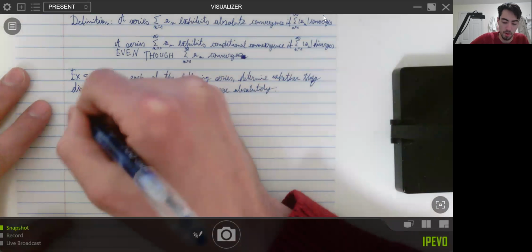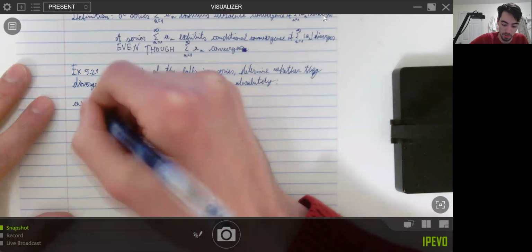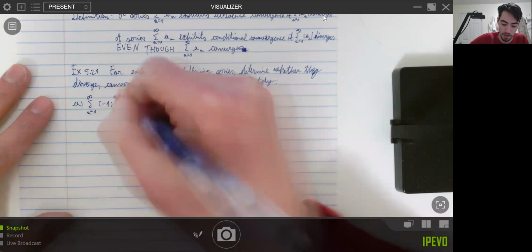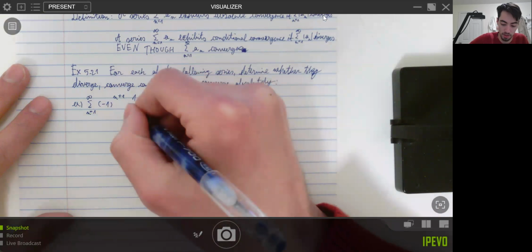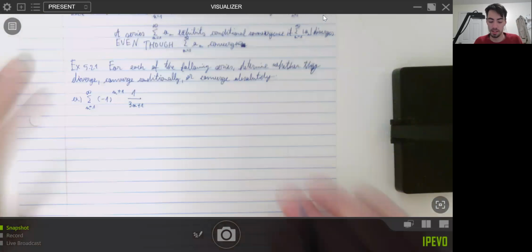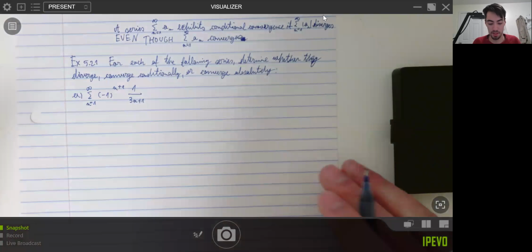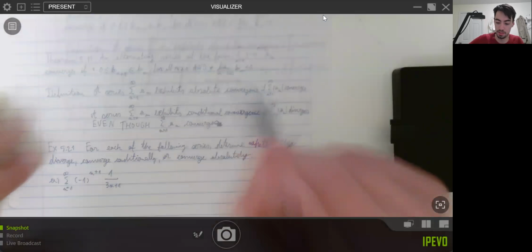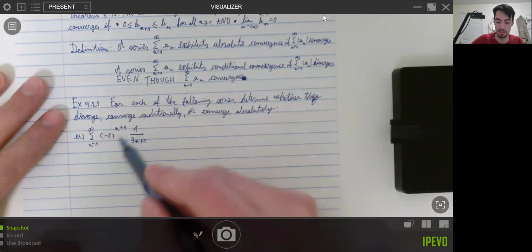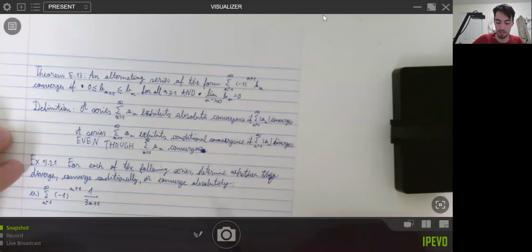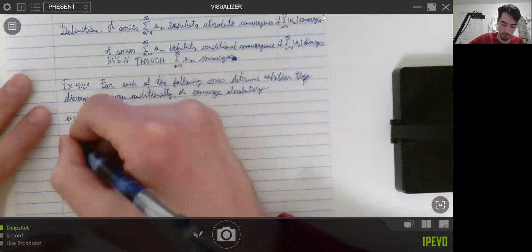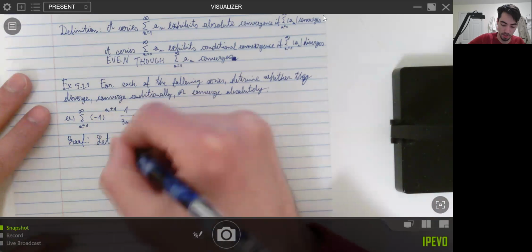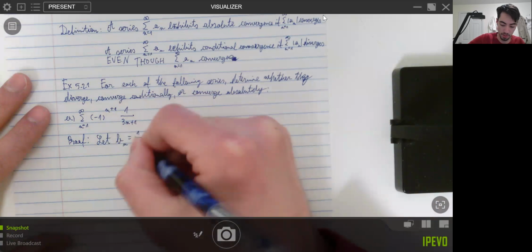So the first series we're going to talk about is the sum from n equals 1 to infinity of (-1)^(n+1) times 1 over 3n+1. All right, so let's see whether this converges. So in our definition, you can see that the (-1)^(n+1) is the same as in our theorem. And we can take our bn's. So let bn be equal to 1 over 3n+1.